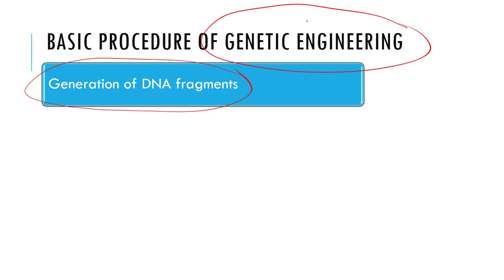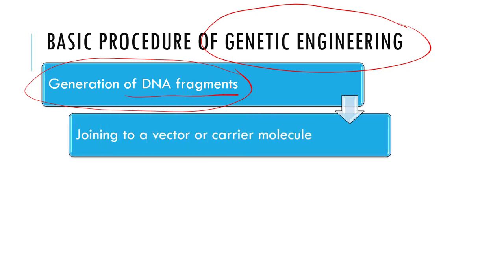So, what we do in the beginning, the very first step of genetic engineering, is to create the DNA fragments. We take the DNA of our choice, and then that DNA is broken down into various fragments or pieces. Next, we join that particular DNA to a carrier molecule, which is also known as a vector.